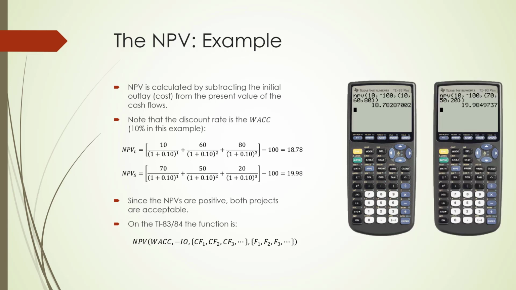Franchise S, we do it exactly the same way, only the cash flows are different, and you can see that we get 19.98, which is the same again as we got from the formula.